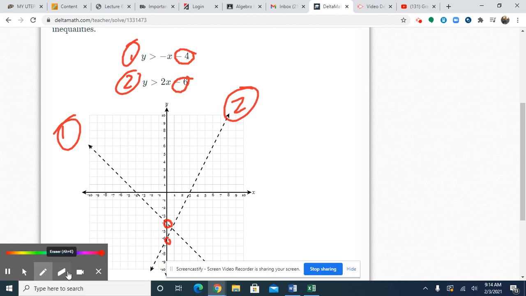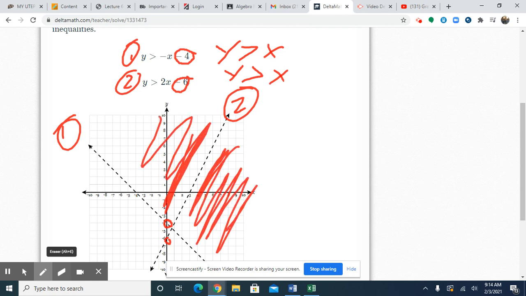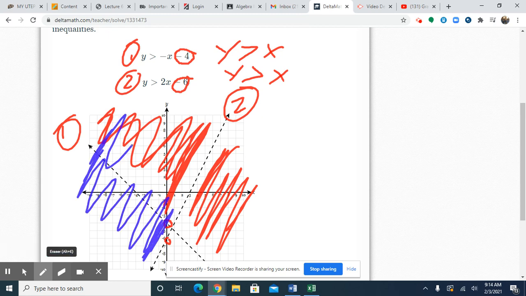So both of them actually tell us that y is greater than x. So for both of these, the shading has to go on the top part. So the shading for line 1 would be this top part right here. And the shading for line 2 would be the top, which is considered this section.